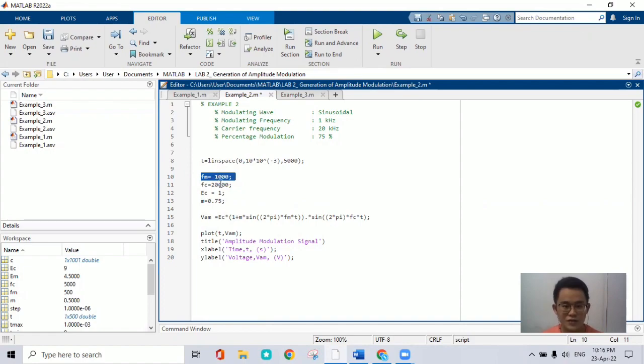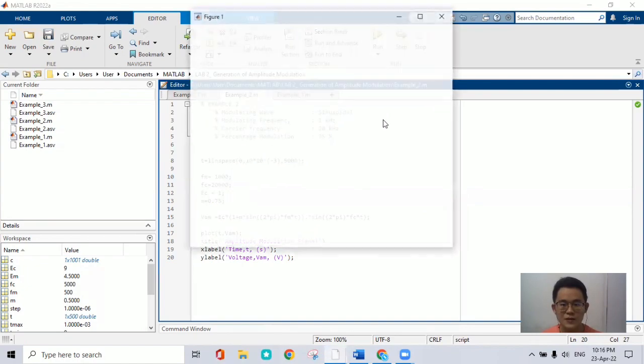Okay, this is the frequency, this is also a frequency. This frequency is the carrier frequency, and this frequency is the modulating frequency. And this is the amplitude of the wave. And this is the percentage modulation, but in decimals. After that, we will fit these variables into this signal. This signal comes from the formula. And then we need to plot our graph like that. And then we add the title, and then we label our x-axis and y-axis. And after that, we just need to hit the run button.